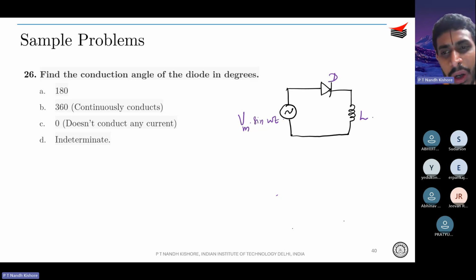A lot of people may think, okay, you have a diode over here, and this is just a passive load, just an inductive load. So you know that Vm sine omega t is going to be something like this, right? It's 180 and 360 degrees. Positive voltage is 180 degrees. You know that in a half bridge rectifier, your diode is going to conduct for 180 degrees, until it is forward biased. Therefore, people may tell, okay, this is the answer, 180 degrees.